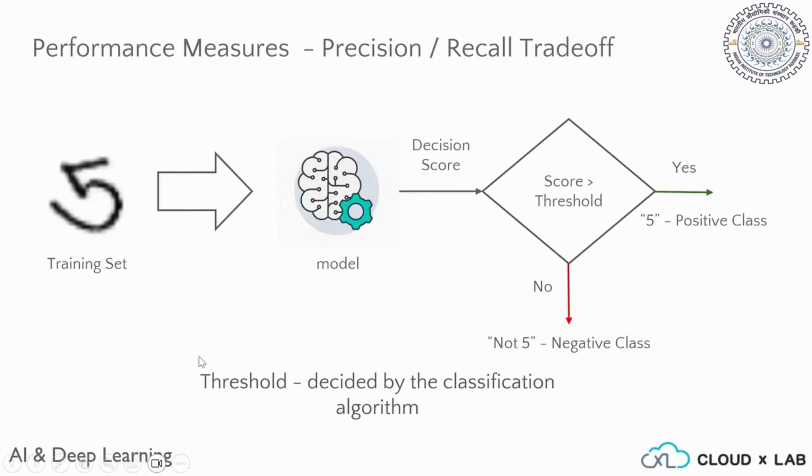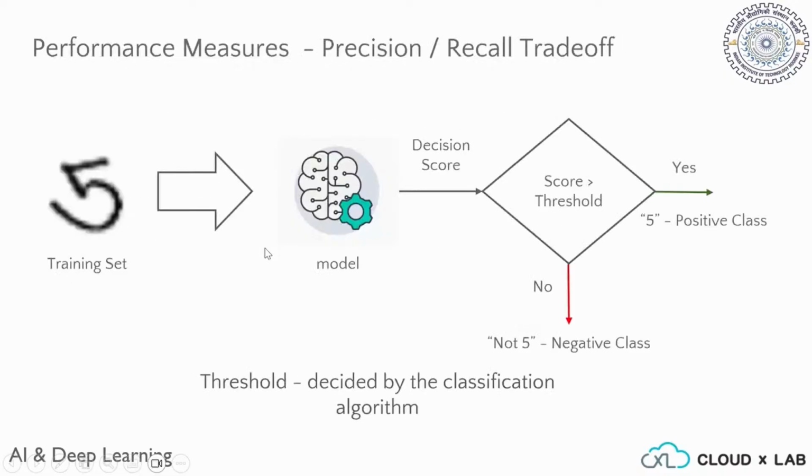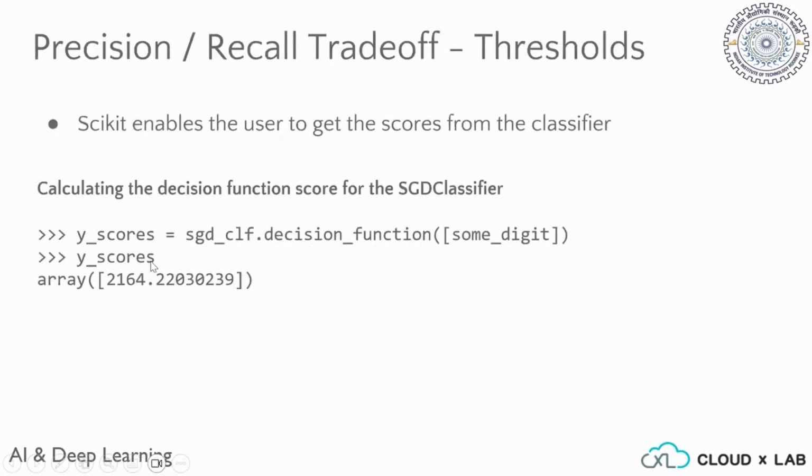So in this model, it is calculating some score. We are using some threshold. If the score is greater than the threshold, then positive class, else negative class. And the threshold is decided by the algorithm, right? Okay. So using scikit-learn, we can calculate this score given by the model, right? So how can we calculate these scores?